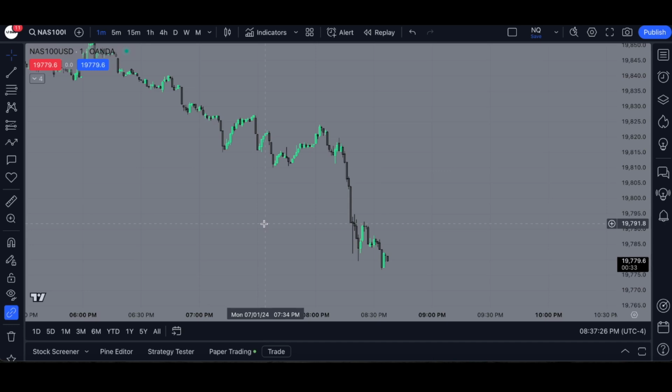Yeah guys, those are the two basic ways to place an order. Again, when you are selling the market, you are expecting the price to go lower. When you're buying the market, you're expecting the price to go higher.